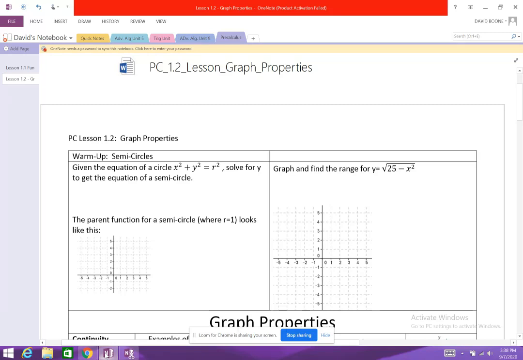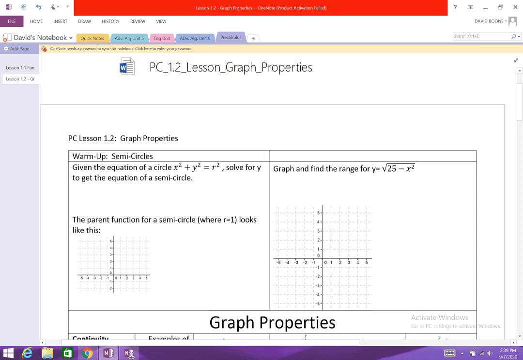Well, hello, pre-calc. Welcome back to Chapter 1, Lesson 1.2 on graph properties. So, start up with a little warm-up here, and we're going to be looking at the equation of a circle.